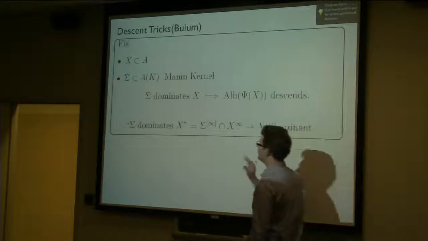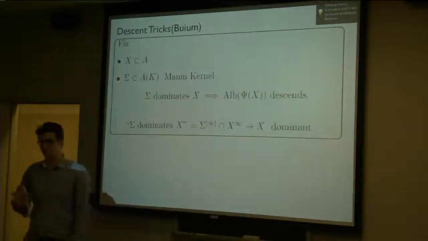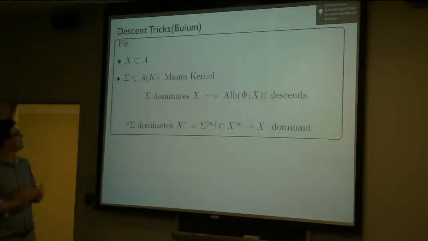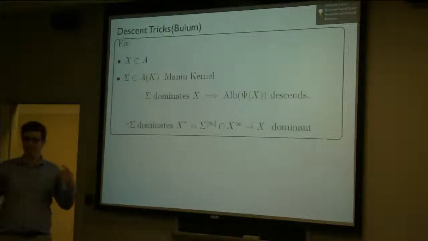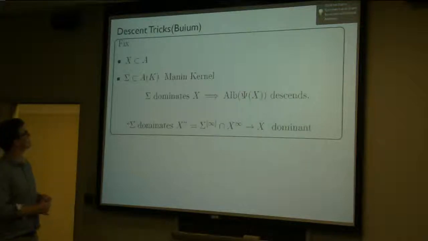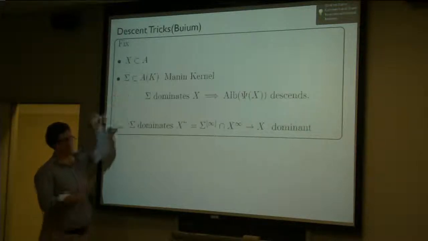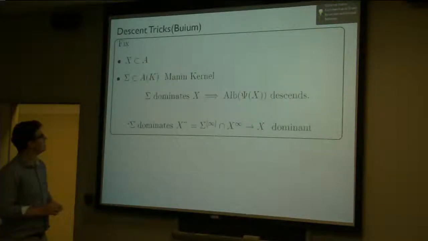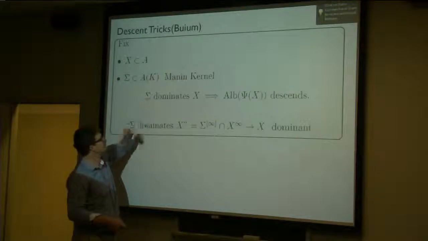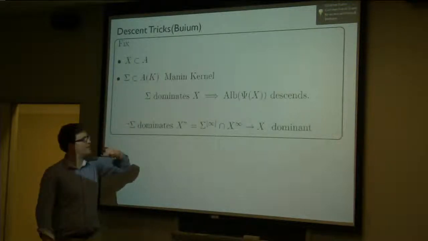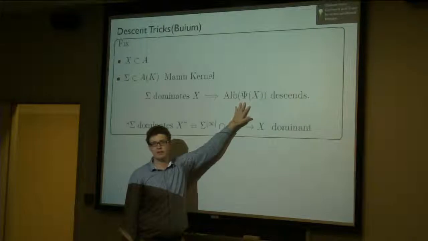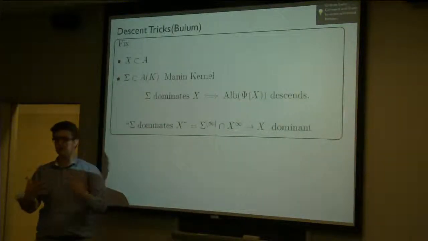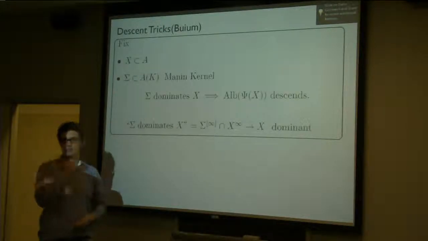But there's a trick that Alex uses to get descent. And the trick is the following. You take a finite rank subgroup, you take its Monon kernel, so it's something associated to a finite rank subgroup, that construction that we had previously. And if this sigma dominates X, then this thing will descend, that means that it'll descend to the constants. So remember, now I have two things. I have a condition for it not descending, and I have a condition for it descending.